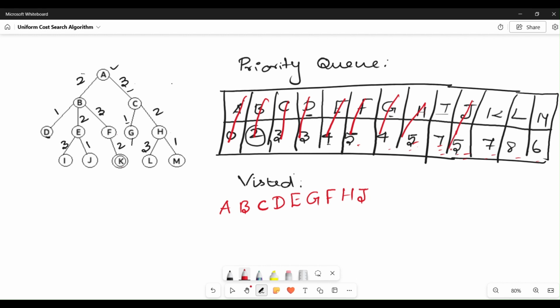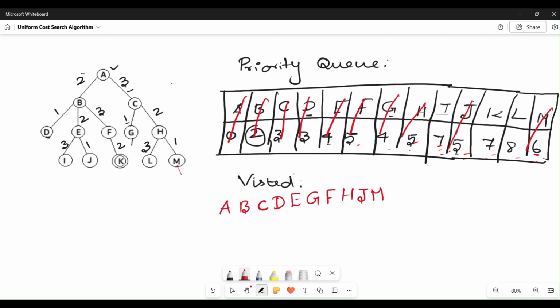Next lowest cumulative path cost, which is 7, 7, 8, and 6. So the lowest value is 6 with M. Let's check. M doesn't have any node below it. It is a leaf node. So remove it from the priority queue and add it into the visitor.